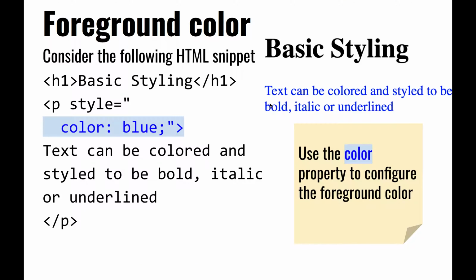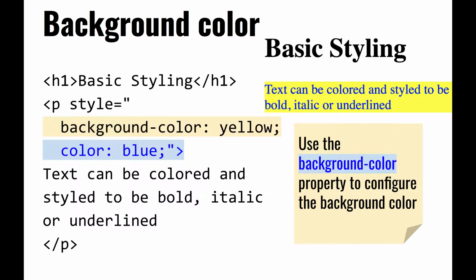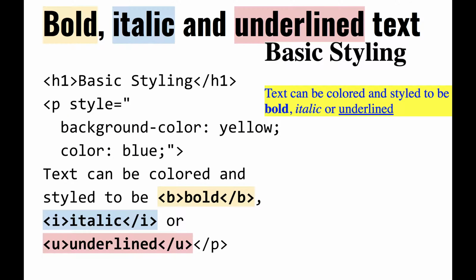All right, let's talk about some really basic styling. So we're changing the color, right? The foreground color. We're changing the background color. We already took a look at some of those examples. Here's some underlines, italic, or bold of the text, right?